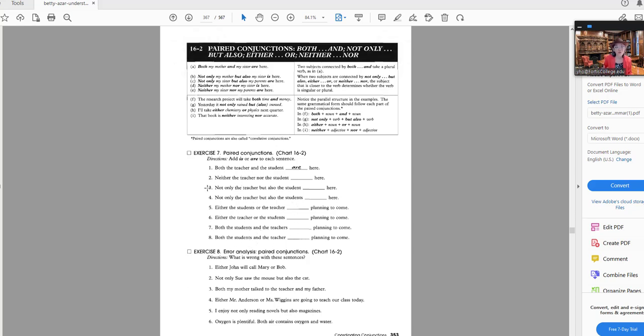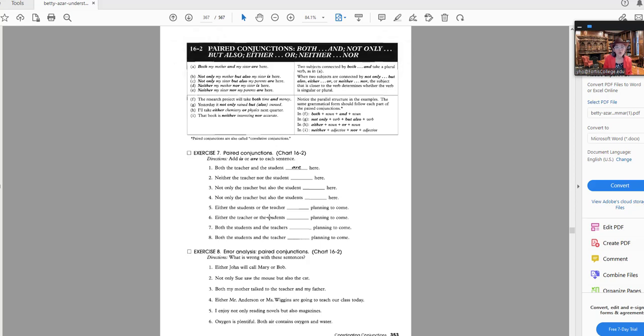Okay, so let's go over this again. Neither nor, it's always the second subject that determines whether or not the verb is singular or plural. So neither the teacher nor the student is. Not only the teacher, but also the student is here. Not only the teacher, but also the students are here. Either the students or the teacher is planning to come.